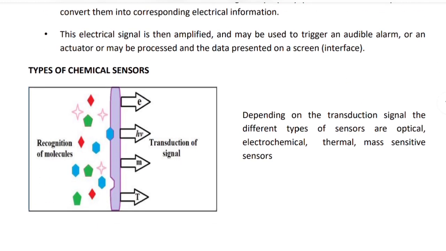The next part is the types of chemical sensors. What are the types of sensors that are present? On the basis of the transduction signals, there are different types of sensors.